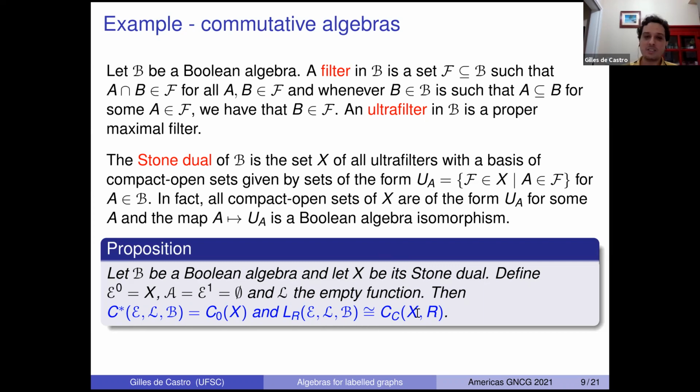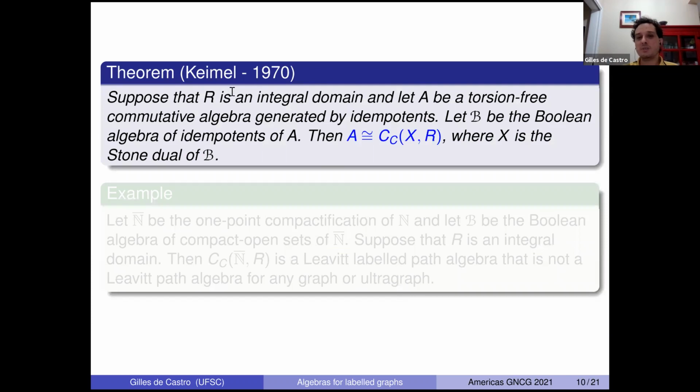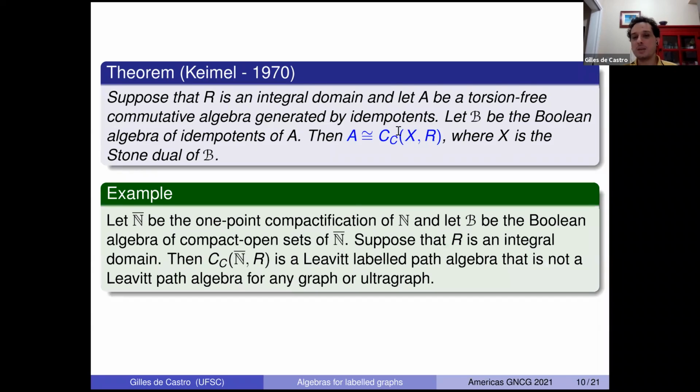And since you have these things in all generality, this is going to give a set of examples where we don't have Leavitt path algebras for graphs. I'm going to talk a little bit about that in a second. But we kind of have a converse for this isomorphism, in the sense that if you start from an algebra, where we are going to suppose that R is an integral domain, and we have an algebra that is generated by idempotents, commutative and torsion free, you can actually recover this topological space X, and then the algebra is going to be exactly these locally constant functions on X. So this result is basically some kind of Gelfand representation for commutative algebras, and then using this, we can build a lot of examples.